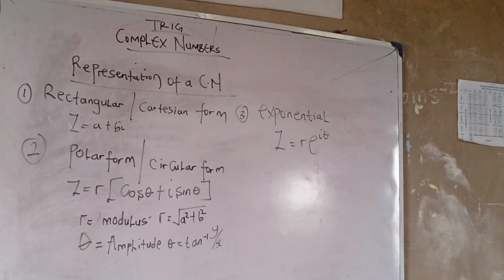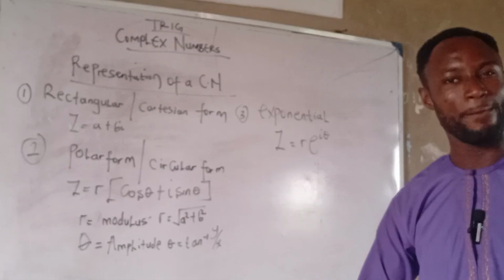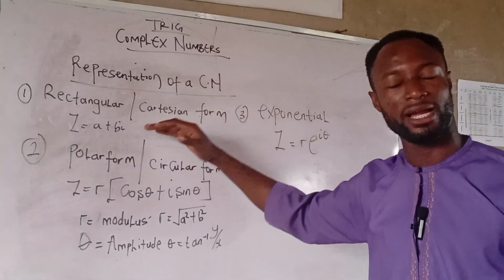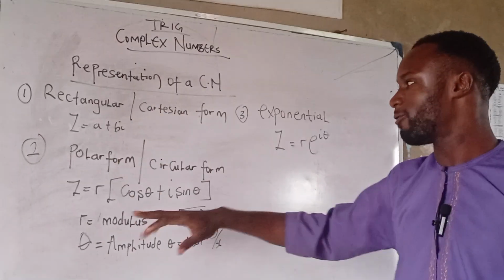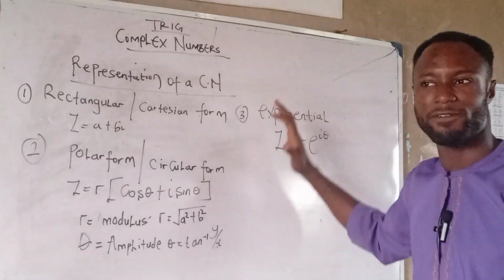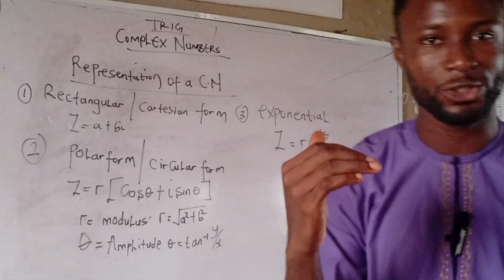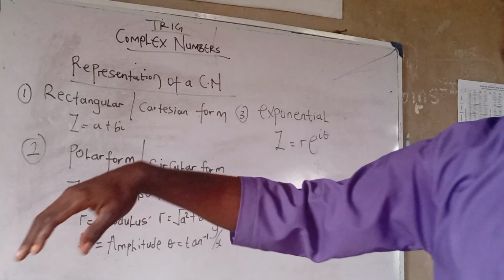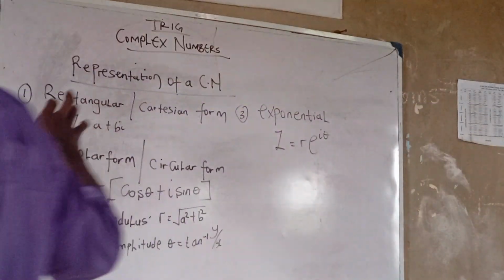So in my next video, I'm going to be combining all this representation of a complex number, starting from the rectangular, the Cartesian, the polar form, circular form, the exponential form. Then I'm going to show you more deeply about the representation of a complex number.